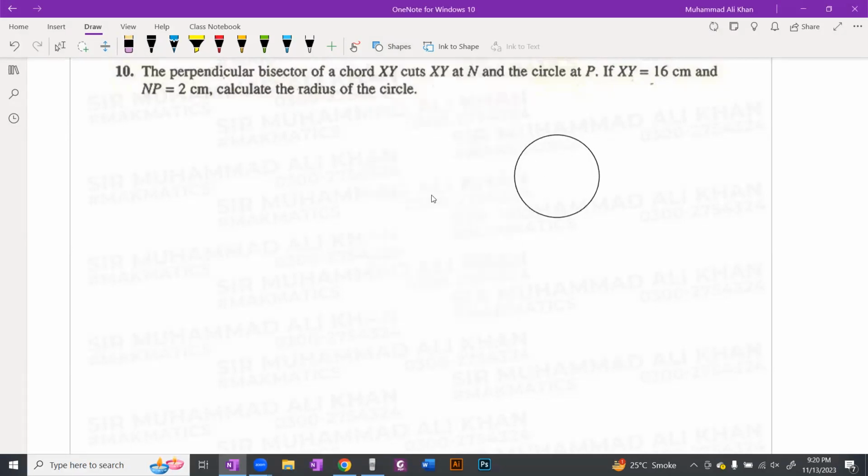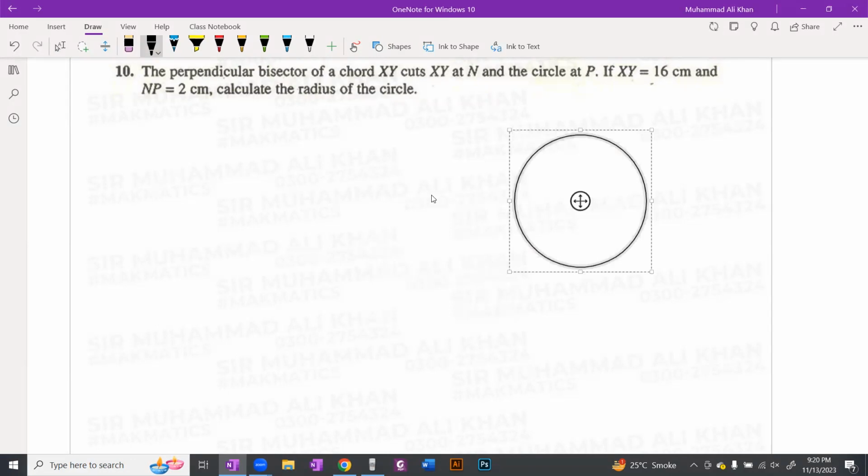First, in a circle, the perpendicular bisector of a chord xy cuts xy at n and the circle at p. So first we have to make a chord xy. Now, the perpendicular bisector of a chord xy, the perpendicular bisector of the chord.